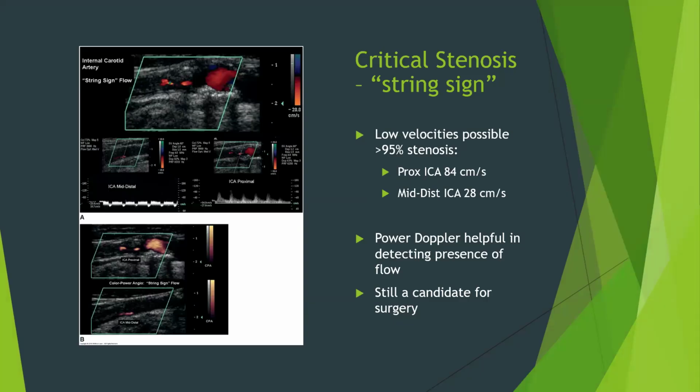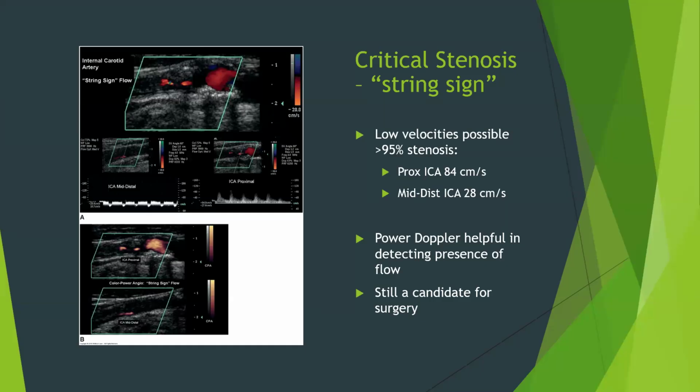And then here's our critical stenosis. We have our string sign here. And then we turned on power Doppler in the bottom picture. And these are our low velocities, right? So our proximal ICA, where that first Doppler is 84 centimeters per second, and that mid to distal part, it's dropping to that 28 centimeters per second. So again, we're approaching zero, okay?